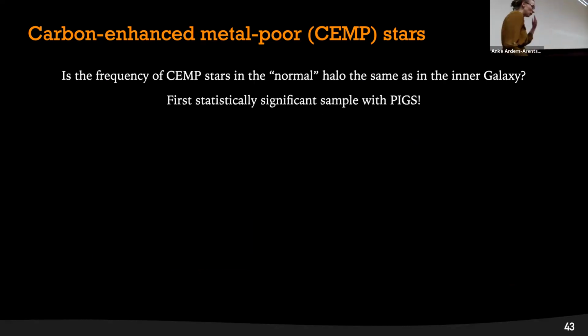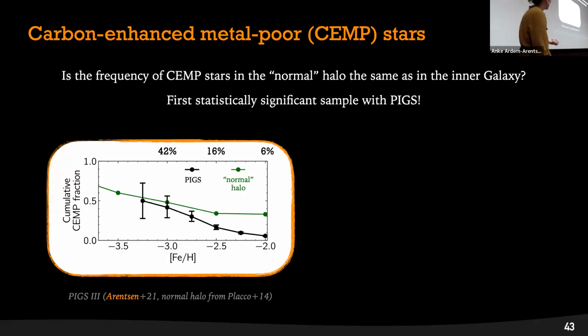So then all of this work is mostly focused on the normal halo of the Milky Way, where we have 20, 40 years of observations. And we're only just starting to look at the inner galaxy. And the question is, is the frequency of these carbon-rich objects the same or not? If it's not the same, that means there was some difference in the building blocks that were making the inner galaxy. And with PIGS, we can actually measure the carbon abundance.